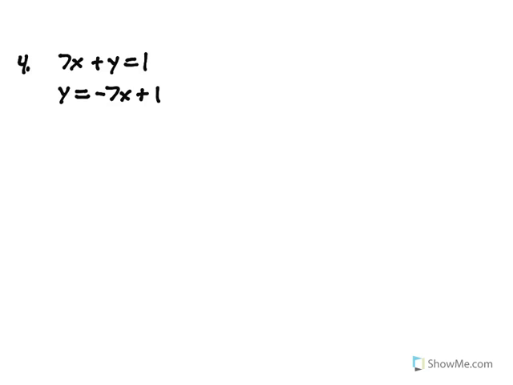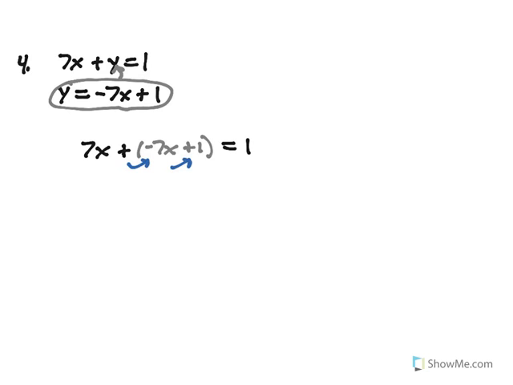So what you should do is you take this, and then you should immediately plug it into the other equation for y. So you're just going to have 7x, right? And then we're going to plug in basically minus 7x plus 1, okay? And that's going to equal 1. So all we're going to do is distribute this positive sign, okay? And then you're just left with 7x minus 7 plus 1 equals 1.